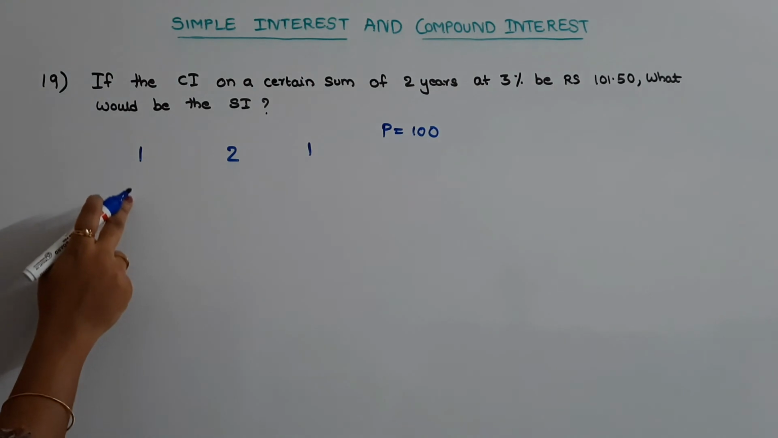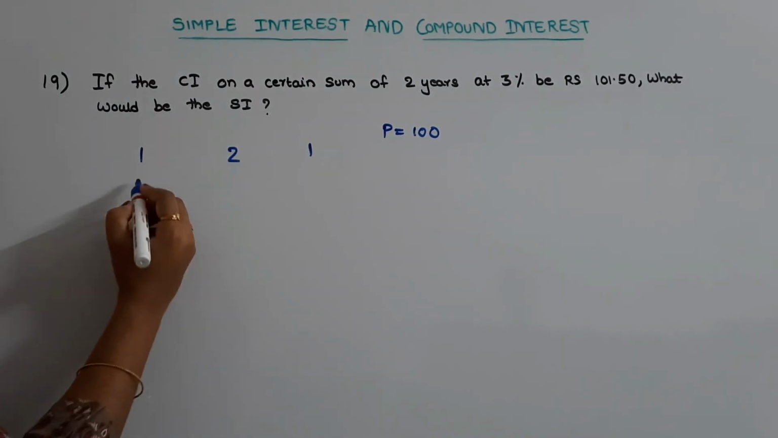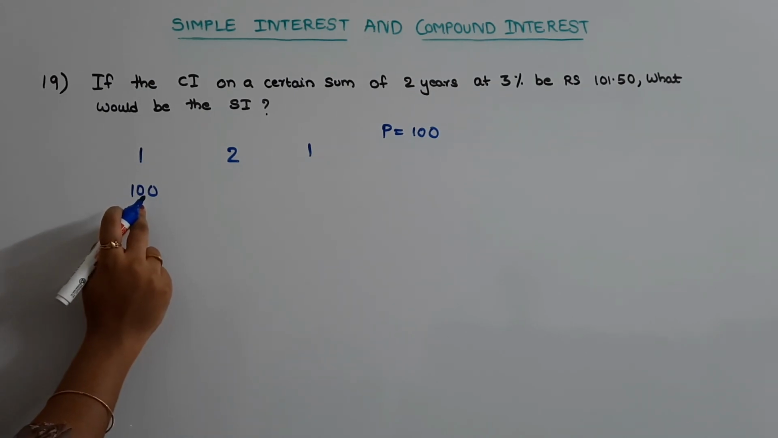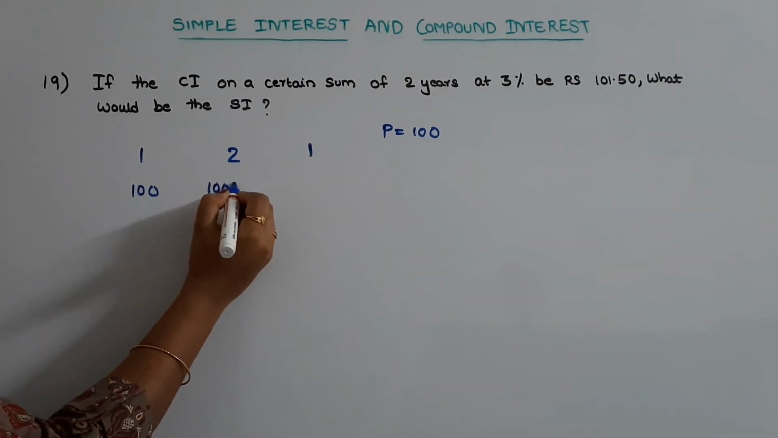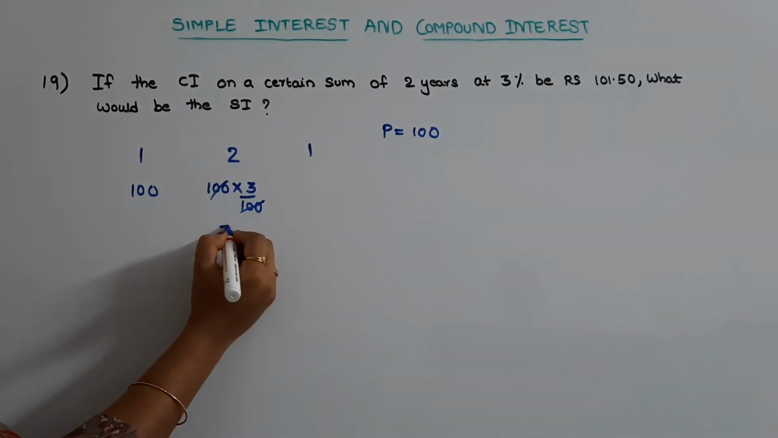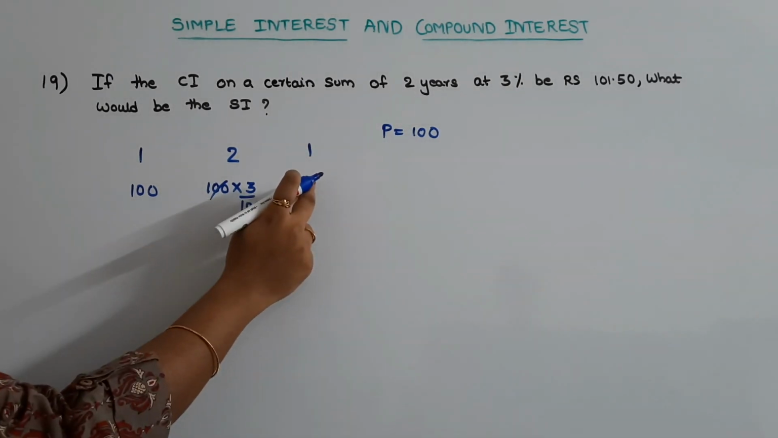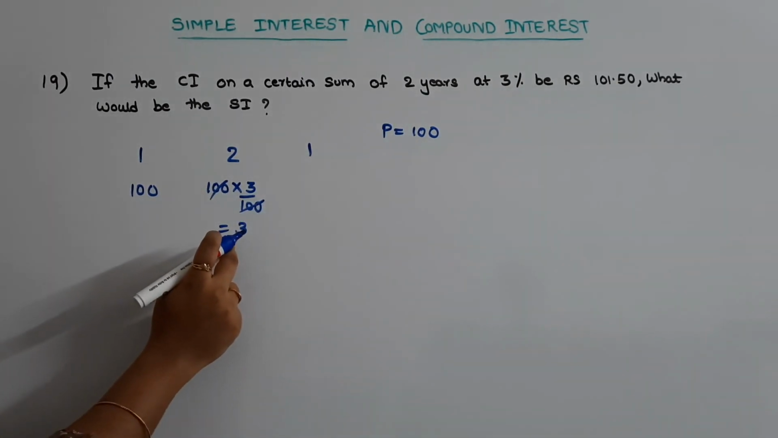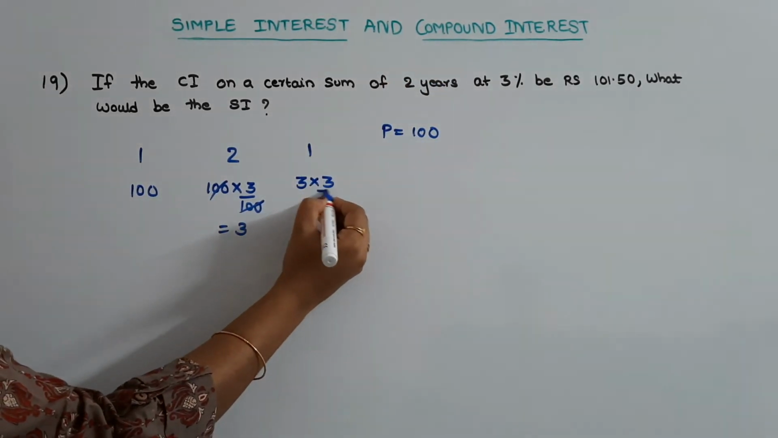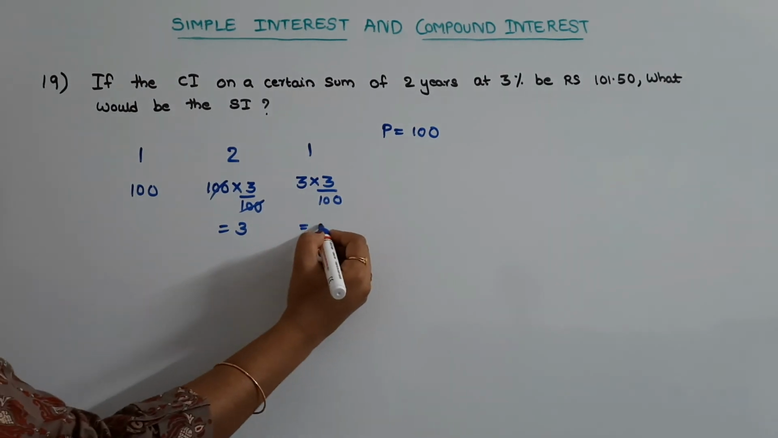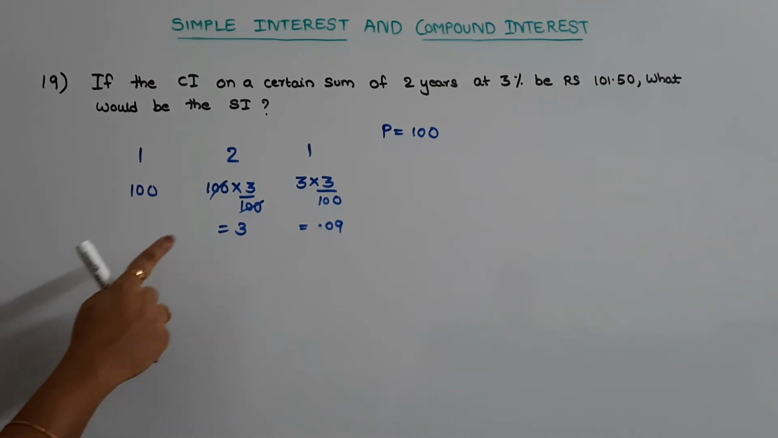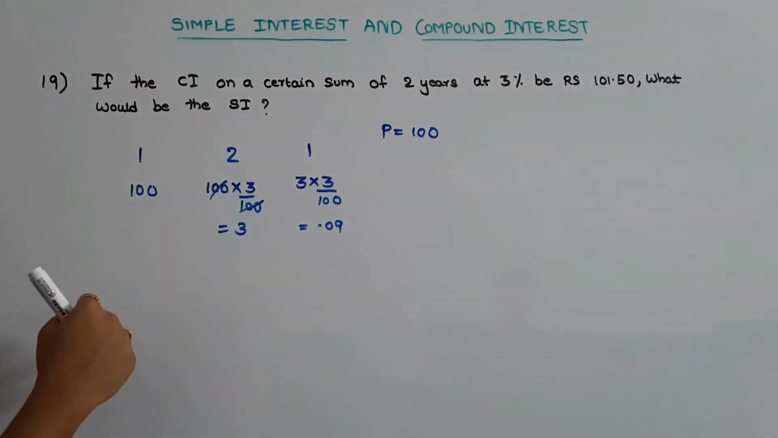So what should come up below this 100? Below this 2, this 100 into rate by 100. So 100 into 3 by 100 is equal to 3. What should come below this? This 3 into r by 100. So this 3 into 3 by 100 is equal to 0.09.